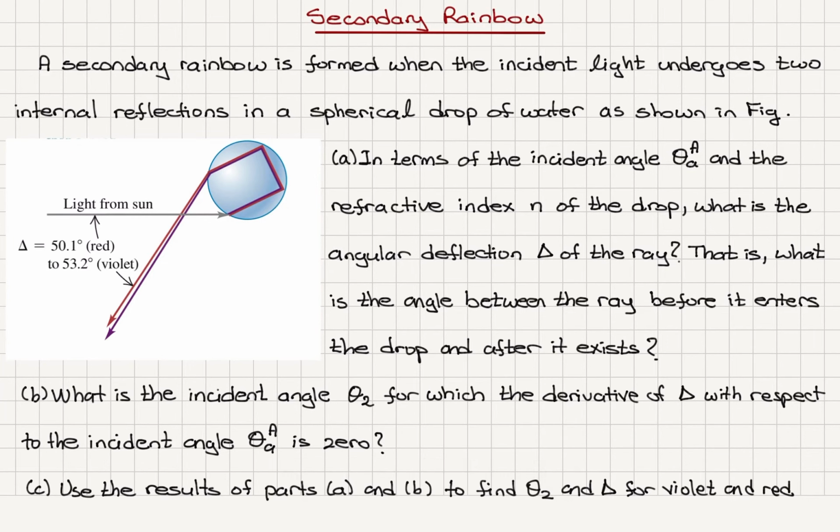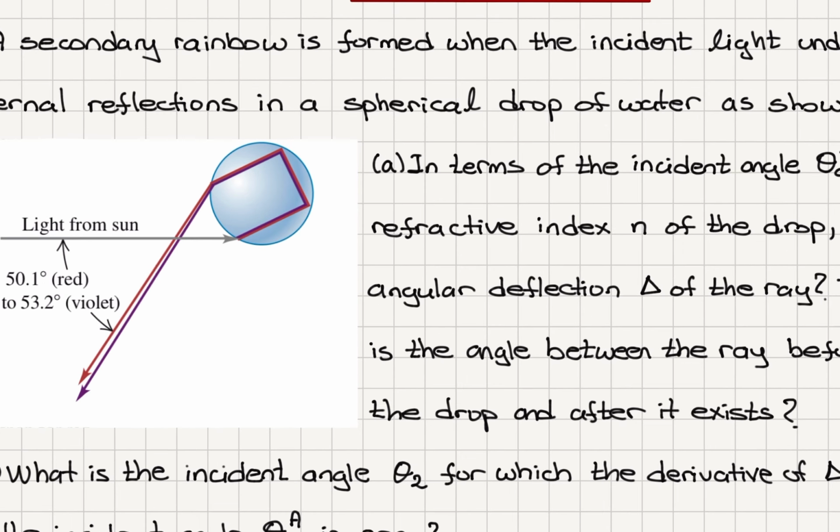Secondary rainbow. A secondary rainbow is formed when the incident light undergoes two internal reflections in a spherical drop of water, as shown in the figure. So first reflection at point B, then C, and at point D it refracts. So it enters at point A, first reflection at point B, second reflection at point C.